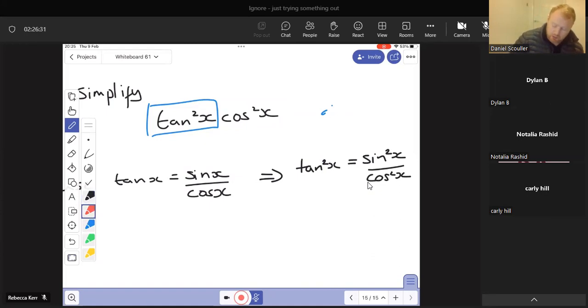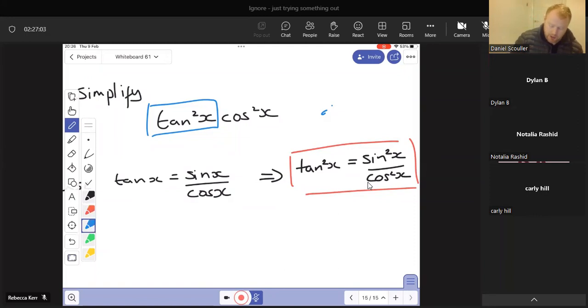Now that's the bit I'm going to substitute in. You could write that a longer way, where you break tan squared x into tan x times tan x. So you would have tan x times tan x, and then you'd have sine x over cos x times sine x over cos x. And that's where that sine squared x over cos squared x comes from.